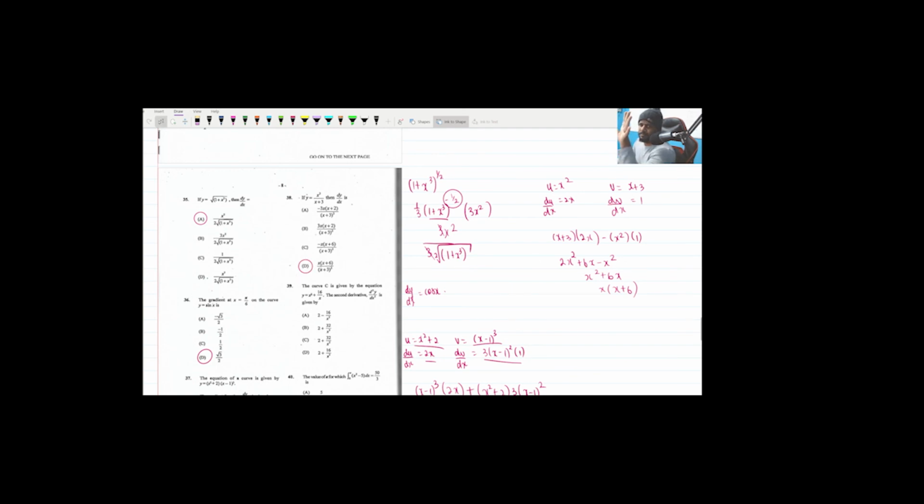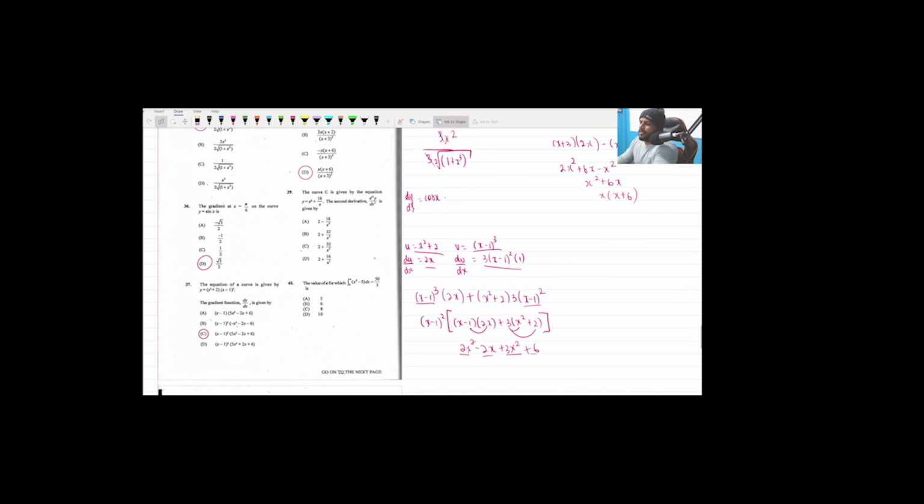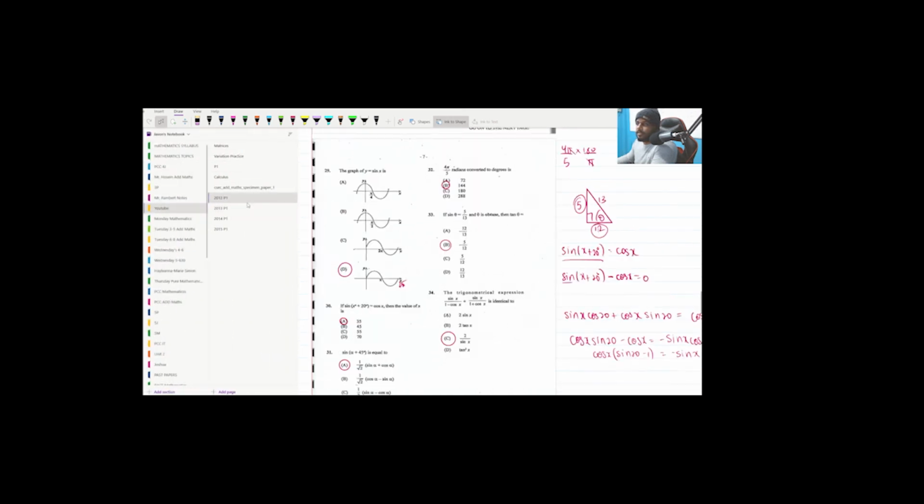Right, is that question 40? Only 43 minutes into the video. The curve C is given by this. This is a repeat question as well. I distinctly remember this question.